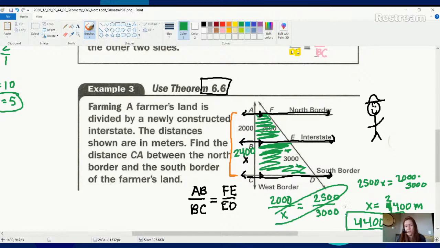There we go. So the total distance is 2,000 plus 2,400. So Farmer Joe or Josephine owns 4,400 meters on their western border of their land. So, that'll come in handy anytime you've got your farmer cousin in town and you need to help them calculate distances from their interstate, right? All right, so bye, Farmer Joe.